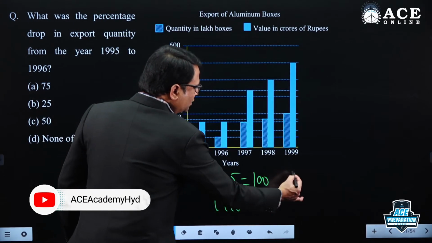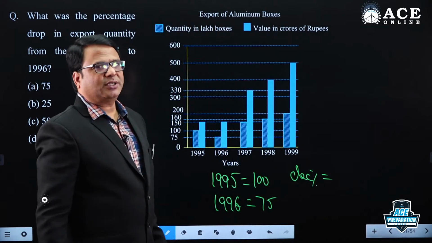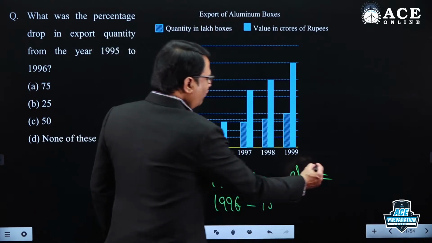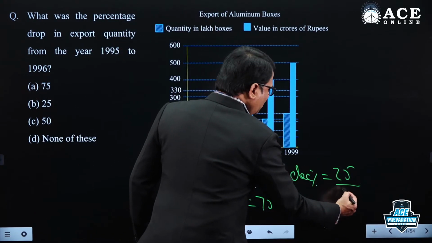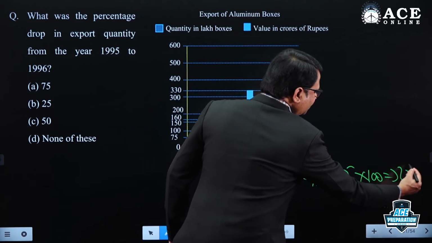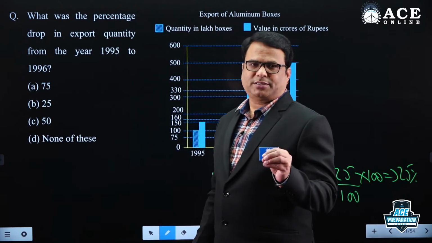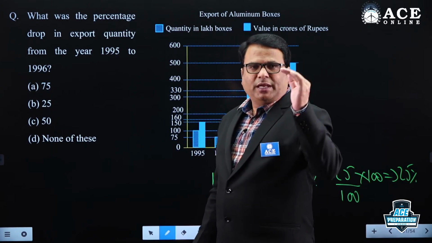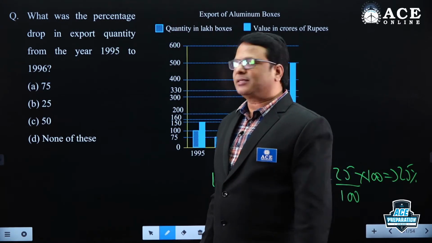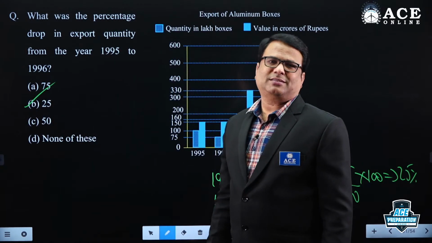So what is the decrease percentage? You know the formula for decrease percentage: difference by larger number into 100. The difference is 25, the larger number is 100, into 100, so 25%. Then I can say the percentage decrease in exports from 1995 to 1996 is 25%. So I can take choice B as the answer.